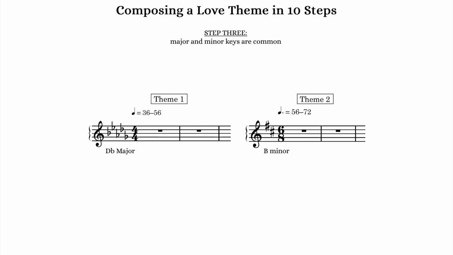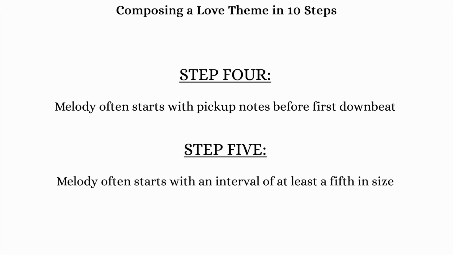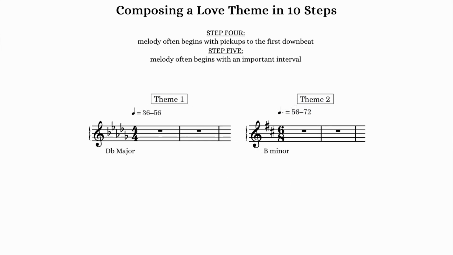So I'll group steps 4 and 5 together because they're somewhat related. Step 4, the melody typically begins with pickup notes before the first downbeat. That could be just one note or it could be several notes. And step 5, the melody often starts with a large interval. That's usually a fifth or larger in size, but probably no larger than an octave. Often the leap is structurally important within the theme and may return several times throughout. So I'll choose to do both of these things for both the major and minor melodies.